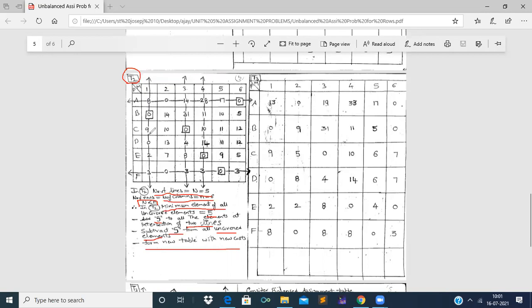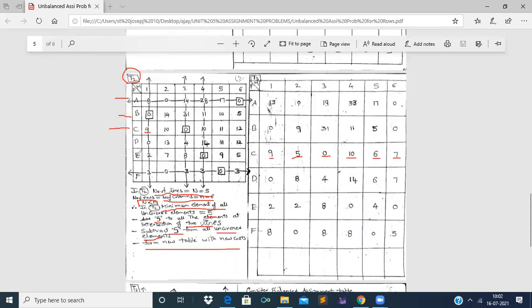Next, here 9 is present. Row A and row B are finished. Now let us write row C. 9 should be written as it is. 10 minus 5 is 5. 0 should be written as it is. 10 should be written as it is. Next 11 minus 5 is 6 and 12 minus 5 is 7.